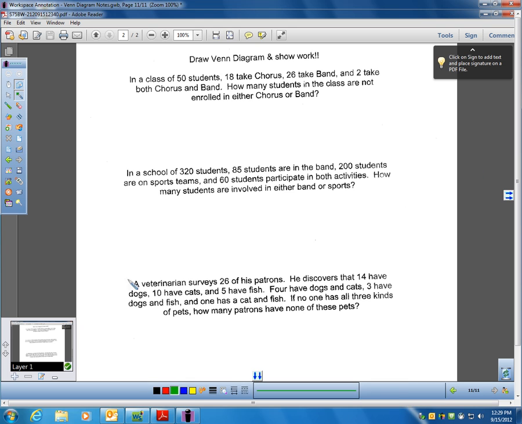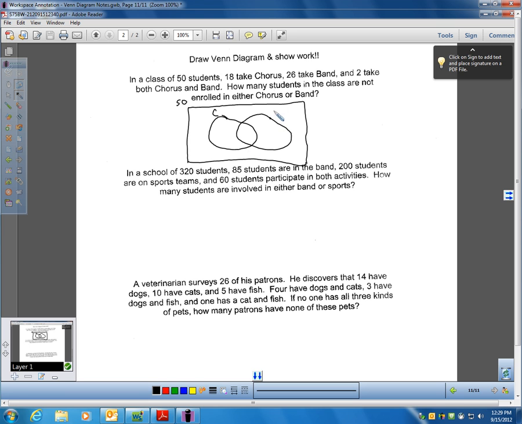Got a couple more examples. I'm going to work a couple off the worksheet with you that I'm going to hand out tomorrow. So let's do this one. In a class of 50 students, let's stop there first. Here's my whole class. And inside here, I have 50 students. So I'll put a 50 out here. 18 take chorus. Well, here's my chorus circle. There's 18 in there. 26 take band.